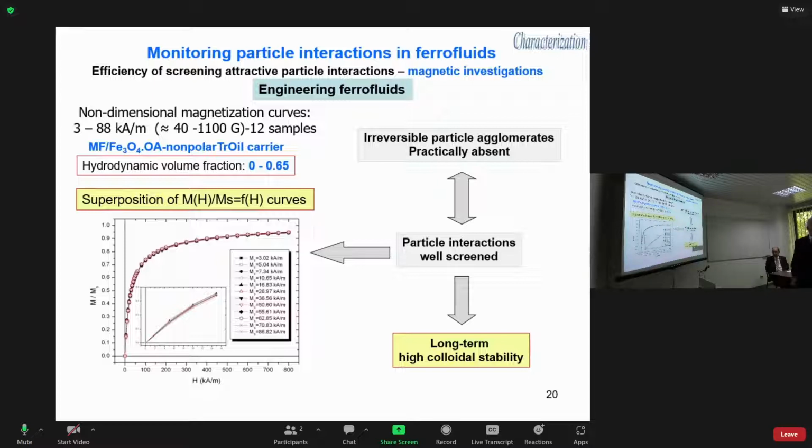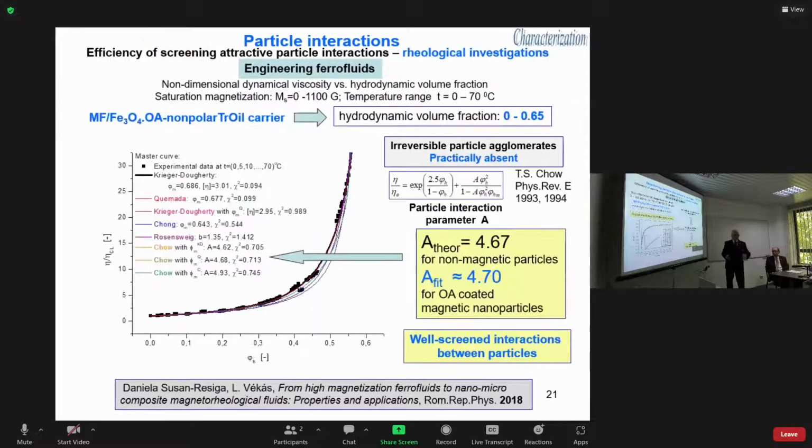And the hydrodynamic volume fraction, you can see here, is very close to the high packing of 0.75, which is, well, only for identical spherical particles can be extended to 0.8, but the flowing characteristics are good up to this magnetization. And what we can see from here is that the interactions are well screened. This is very important, thanks to this stabilization layer.